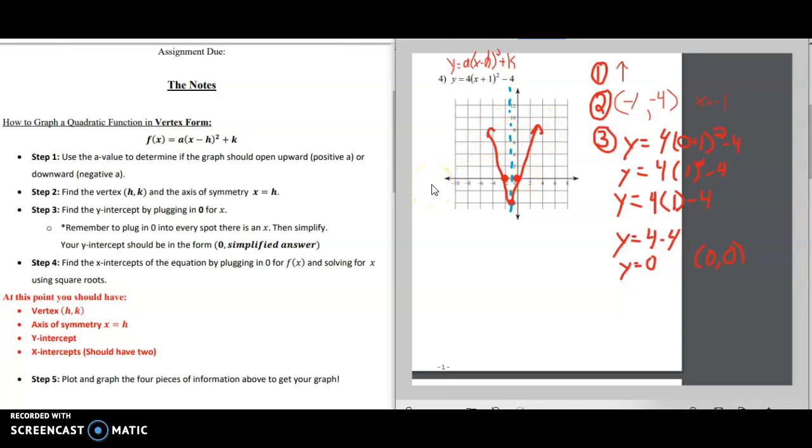Alright guys, I hope this video was able to help. Remember, the only reason why step 3 helped me with step 4 was because my y-intercept is also one of my x-intercepts. But after you graph a point, always mirror it on your axis of symmetry.